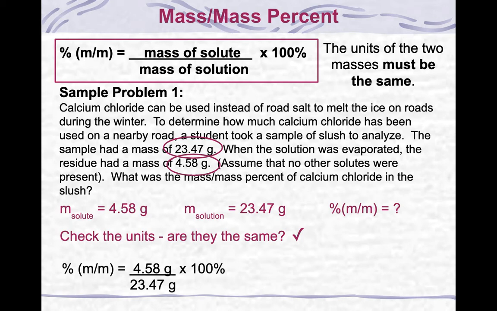The percent mass equals 4.58 grams divided by 23.47 grams times 100%. When you calculate that out, you get that it is 19.5%. So the slush contained 19.5% calcium chloride by mass.